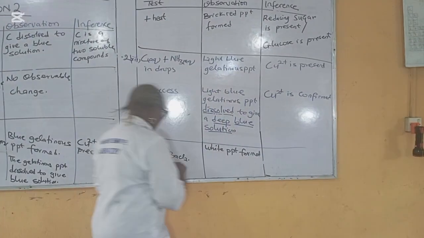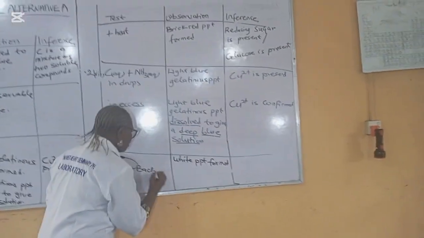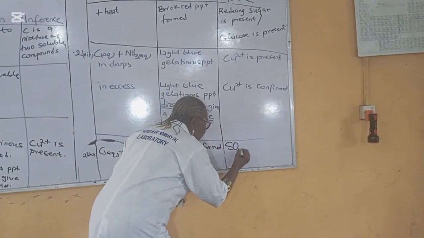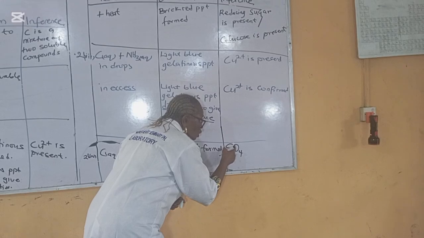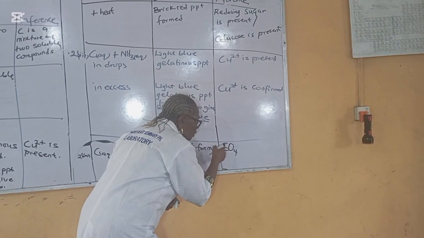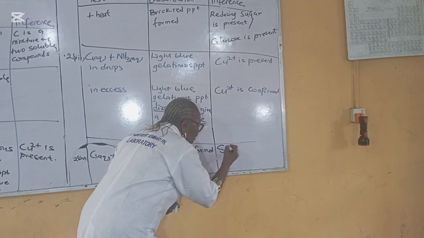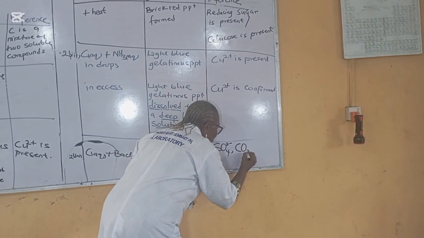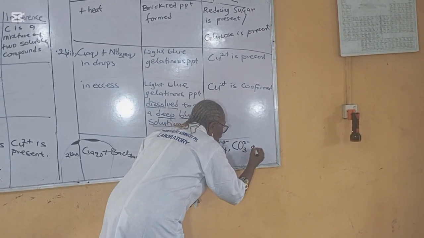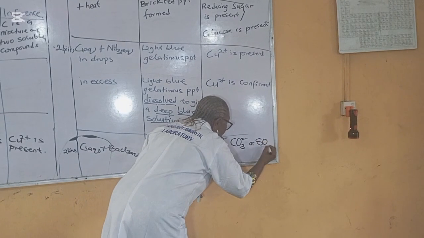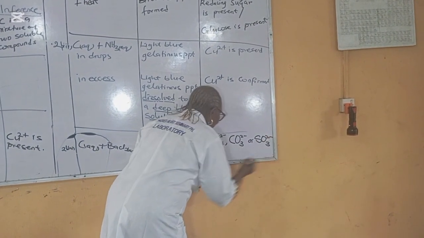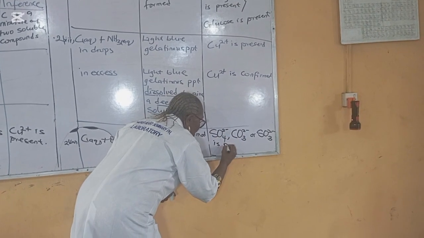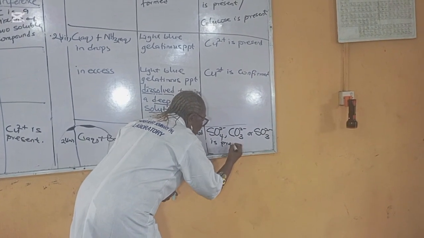When you use barium chloride solution and you observe a white PPT, you suspect XO4 2 minus. Please let your oxygen O be the same size as your X because it's a capital letter. Then CO3 2 minus or XO3 2 minus. Any of the anions is present. That's why you should put up.